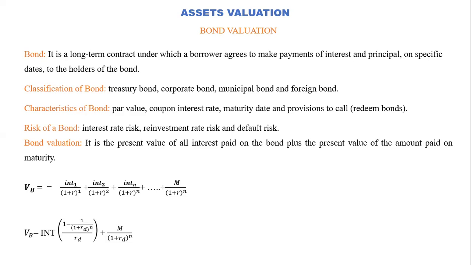They will not pay your money. They will not pay your principal. They might not pay part of your interest. They might delay in paying. All these things are default risk.